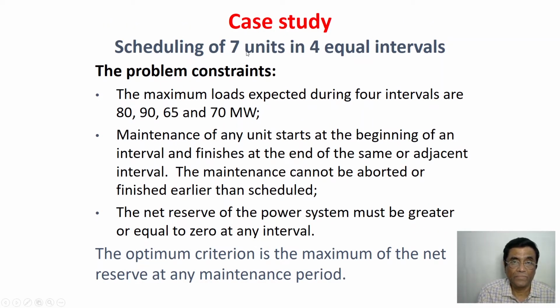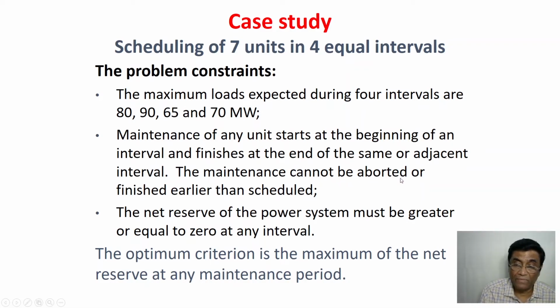So this is the scheduling problem. There are 7 units, 4 equal intervals, okay? So for these 4 equal intervals, the maximum loads expected are 80, 90, 65 and 70 megawatt of power. Maintenance of any unit starts at the beginning of an interval and finishes at the end of the same or adjacent interval, okay?